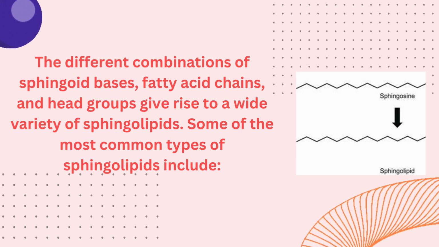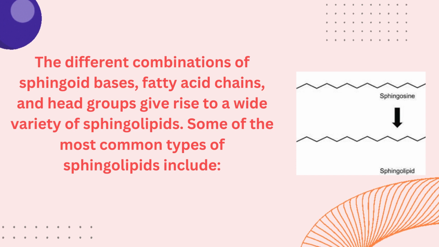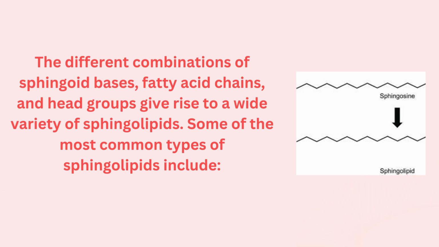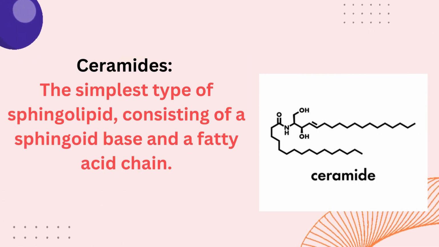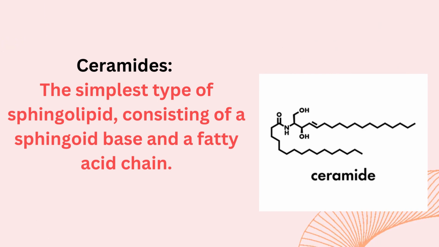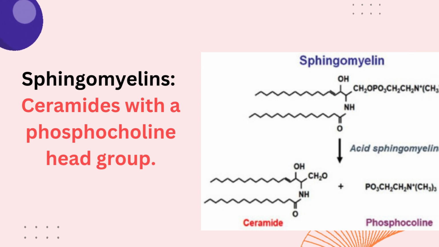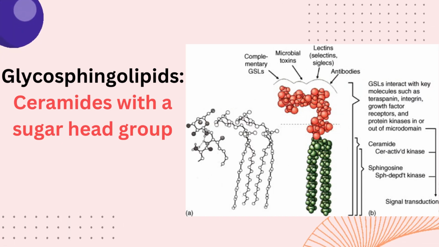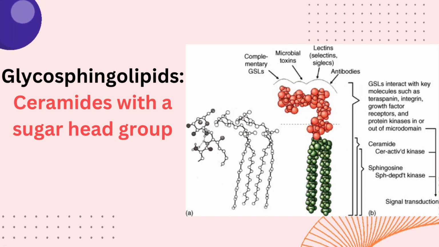The different combinations of sphingoid bases, fatty acid chains, and head groups give rise to a wide variety of sphingolipids. Some of the most common types include ceramides, the simplest type of sphingolipid, consisting of a sphingoid base and a fatty acid chain. Sphingomyelin: ceramides with a phosphocholine head group. Glycosphingolipids: ceramides with a sugar head group.